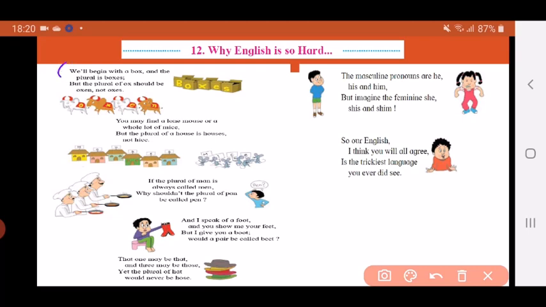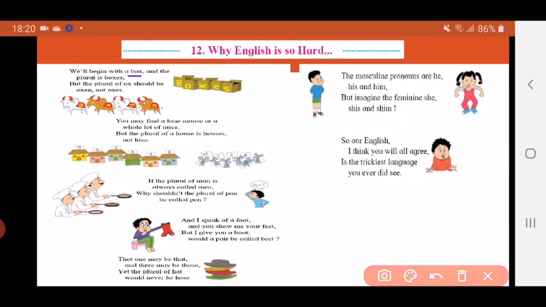We'll begin with a box and the plural is boxes. But the plural of ox should be oxen, not oxes. So in the first stanza, what is the poet saying? The poet is saying, when we learn singular and plural, singular means one, plural means many. So when we are learning singular and plural, first we start with box as the word. So box means one box, so it is singular.